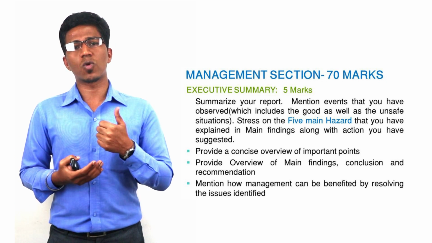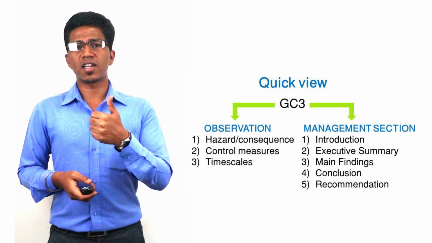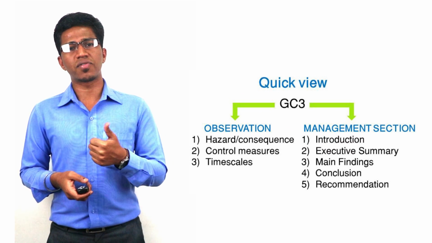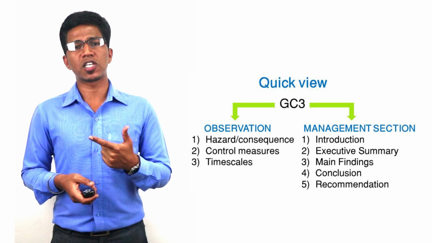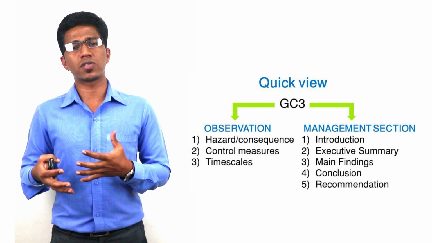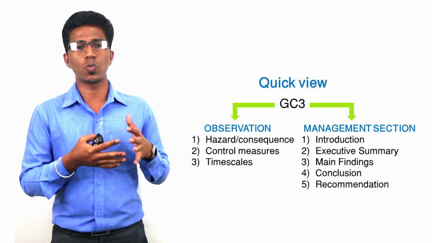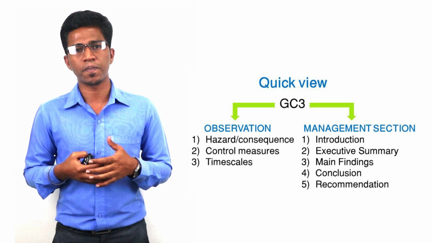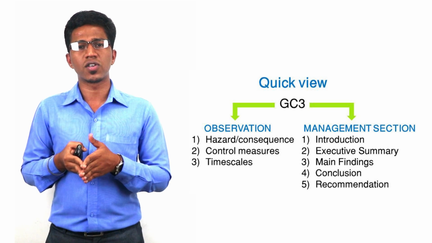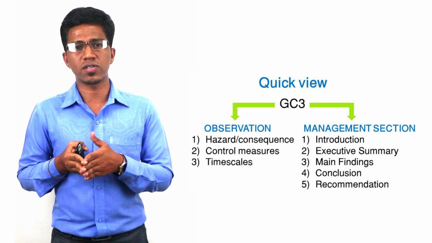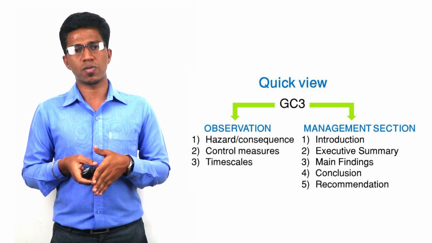Alright, once again a quick recap. Starting from your observation, that's hazard identification, suggesting a good number of control measures. Then comes your management section. You're going to prepare the management section based on the observation, with the help of your observation sheets. In the management section, you have the introduction, then your main findings, your conclusions, your recommendations, and we end this report with a summary part.